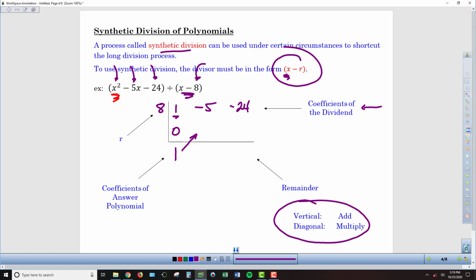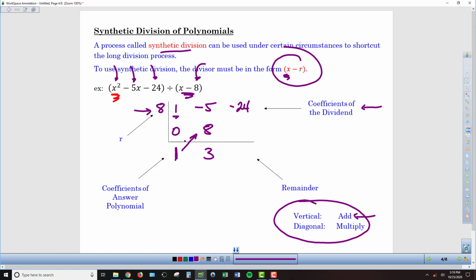Now in the diagonal direction I'm going to multiply. I take 1, the number I just brought down, and multiply it times r. So I'm going to multiply 1 times 8 and get 8, and I put that number right here. Now I'm just going to repeat that same process until I get all the way to the last column. In the vertical direction, again, I'm going to add negative 5 plus 8. That gives me 3, so I put that right here.